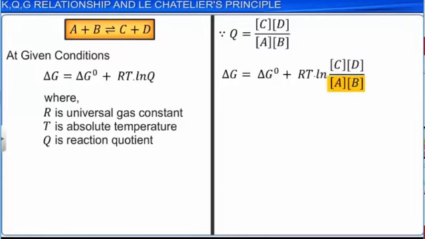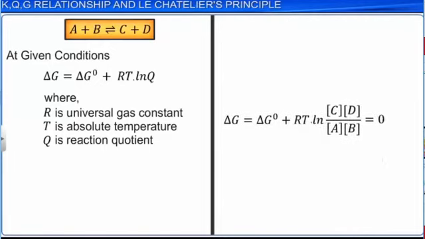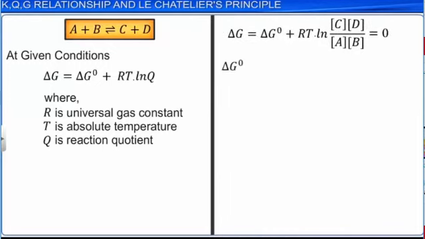At equilibrium, when delta G is equal to zero and Q is equal to equilibrium constant Kc, the equation becomes delta G is equal to delta G naught plus RT ln Kc is equal to zero. This can be written as delta G naught is equal to minus RT ln Kc, or ln Kc is equal to minus delta G naught divided by RT. Taking antilog on both the sides, we get Kc is equal to e to the power minus delta G naught divided by RT.